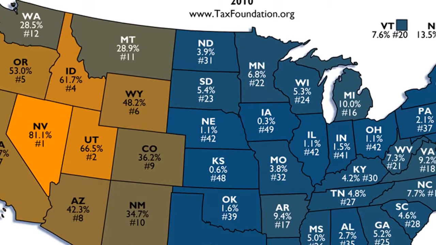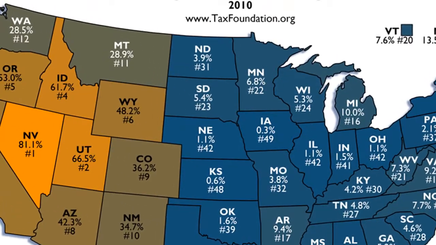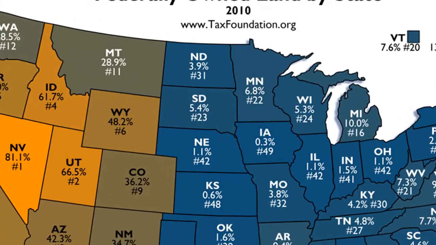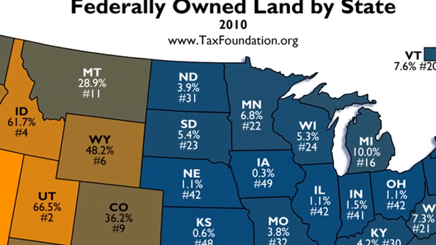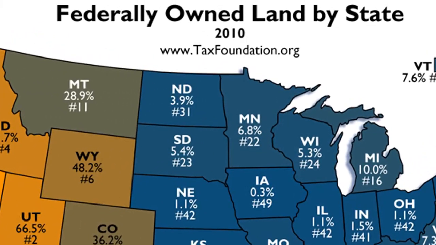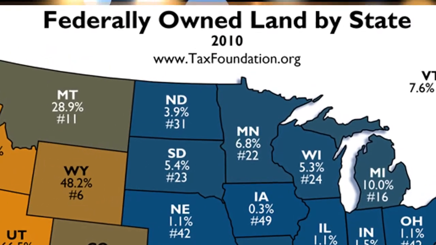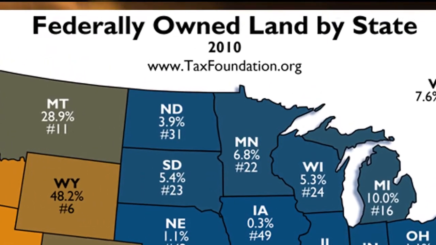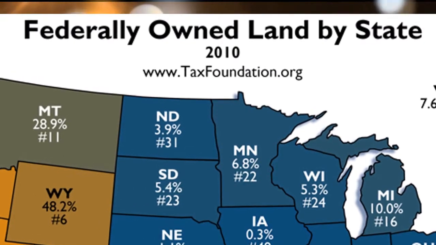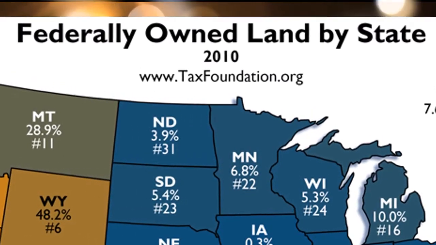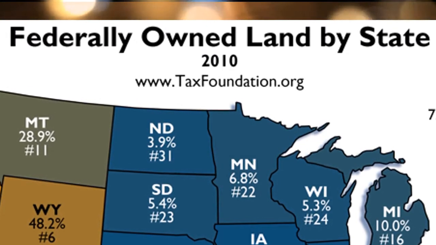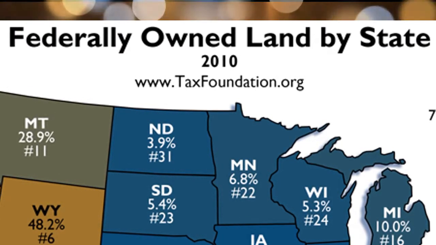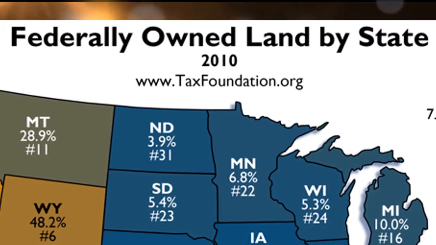Federally owned public lands across the U.S. Today, the federal government owns approximately 28% of land within the United States. The total land area within each state owned by the U.S. government: Nevada has the largest portion of total area owned by the federal government, 81.1%, followed by Utah, 66.5%, Alaska, 61.8%, Idaho, 61.7%, and Oregon, 53.0%.